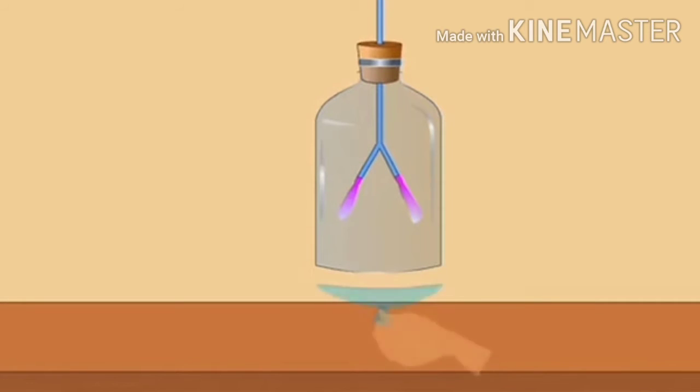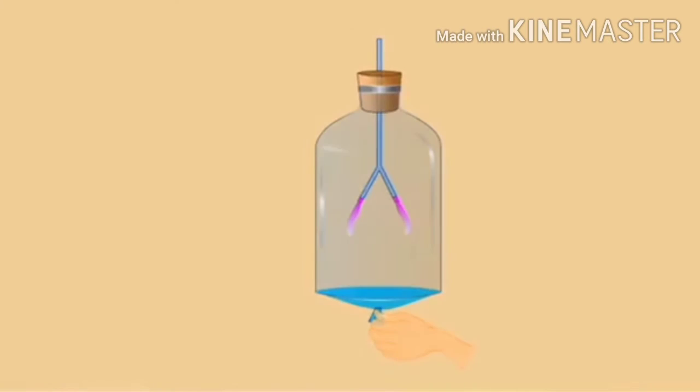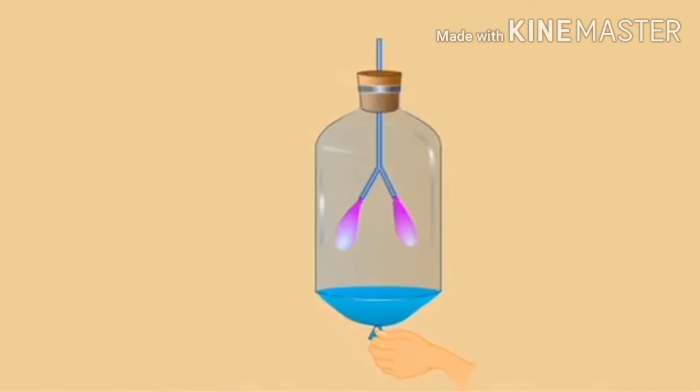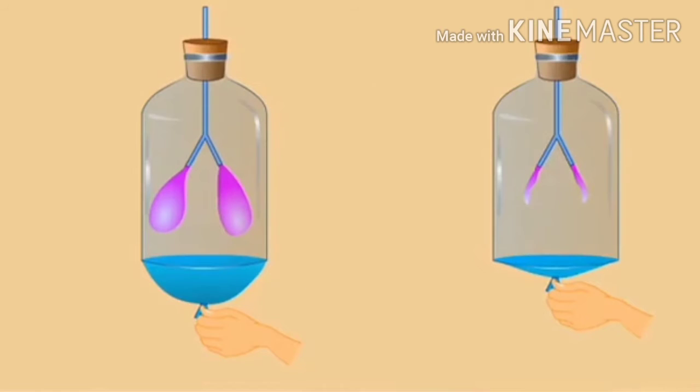Now tie a rubber sheet at the bottom of the bottle tightly so that no air can pass through it, or you can use balloons. Pull down the rubber sheet and watch the balloons get inflated. Now push the rubber sheet inside the bottle and watch the balloons collapse. You can see the deflated balloons again.